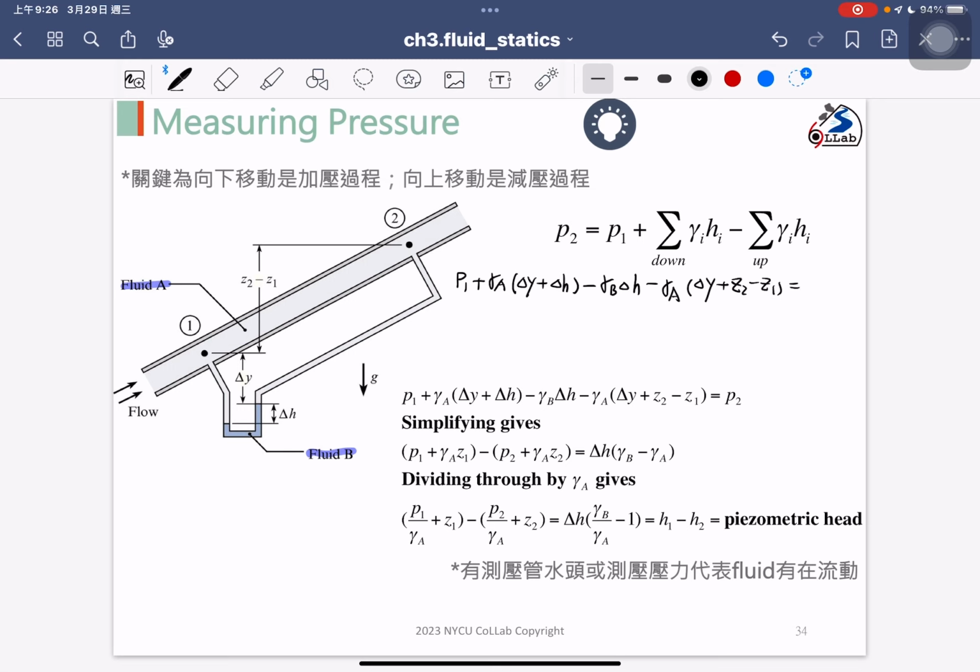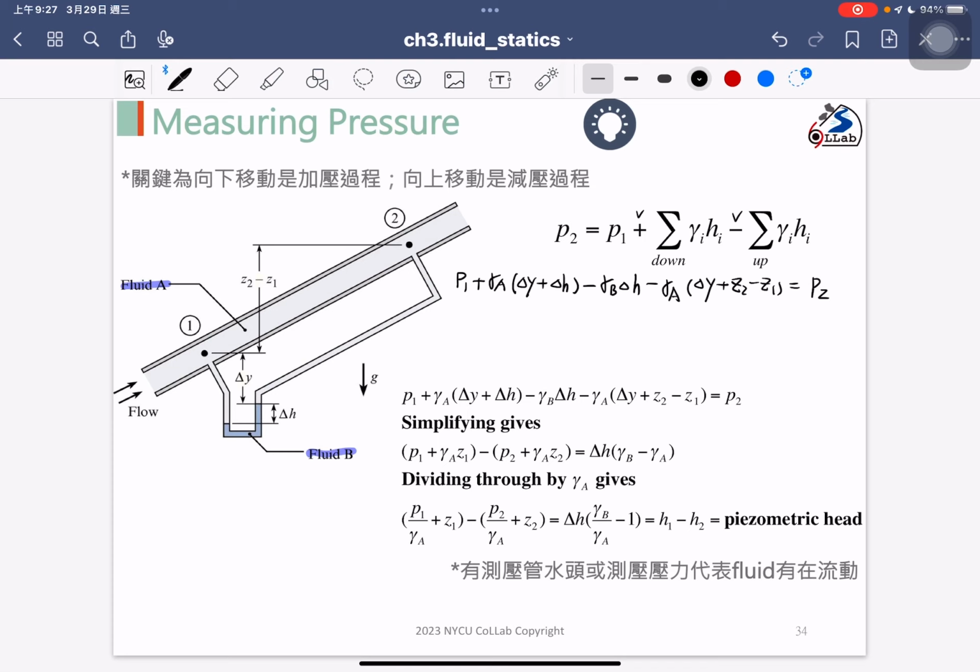And then finally we are going back to point 2. Going down in elevation increases the pressure, so we have the positive sign here. But if we are going up, the pressure will decrease, so we will have a negative sign here.